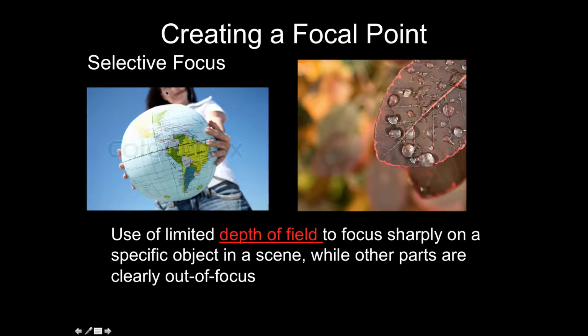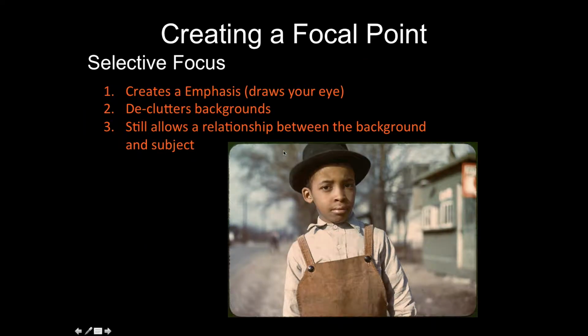Same with the one with the girl. I can still tell that it's a girl in the background, but the globe is really the sharp part. That look is awesome because it creates an emphasis, it draws your eye, it declutters the background without removing it, and it still allows a relationship between the background and the subject. So I can still see that looks like maybe a store or something over here, because it looks like there's a sign. And the background's not a distraction. If there's a trash can in the back, I can't even tell. But it still looks like a neighborhood, so I feel like there's a bit of a story here.